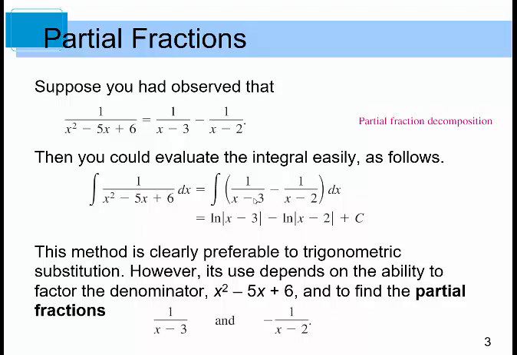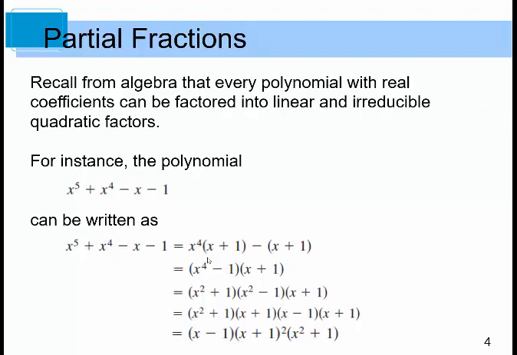Alright, so this method is clearly preferable to trigonometric substitution, which is another way you could do this, but it's incredibly hard. However, its use depends on the ability to factor this denominator and then to find its partial fraction decomposition. Meaning that this original fraction up here can be written as this minus this. So we need a procedure to do that. Even before we do that, we've got to talk about factoring.